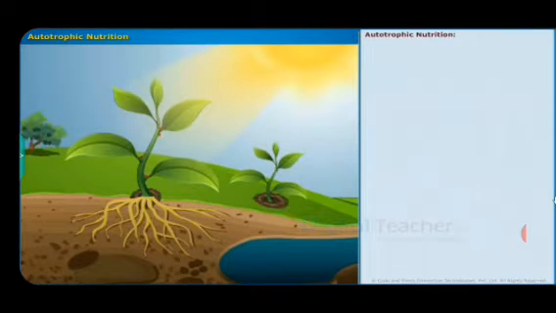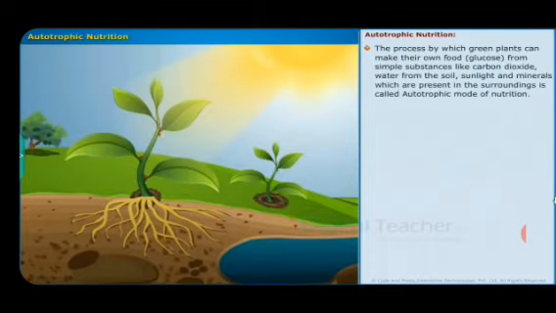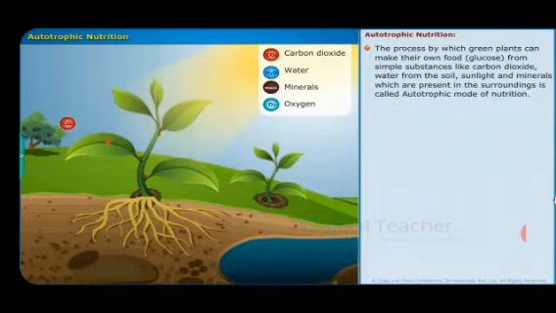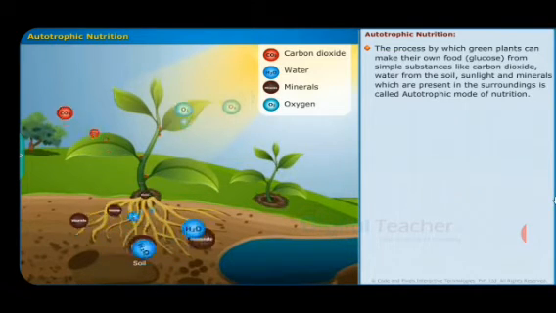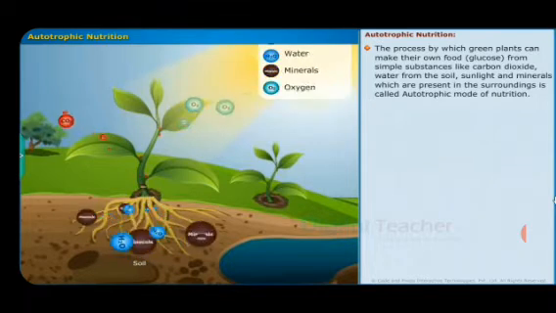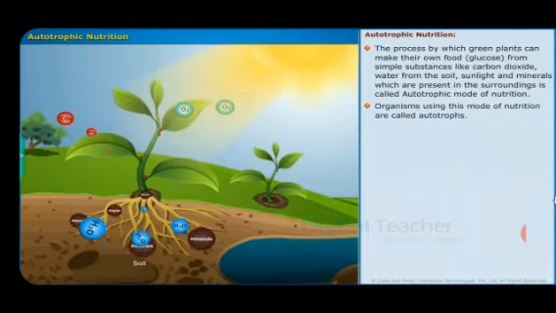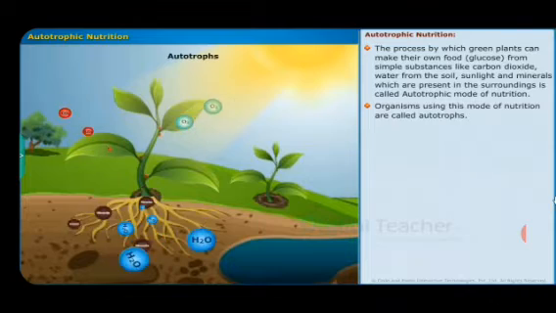To begin with, let us learn about the requirement of nutrition in plants. The process by which green plants can make their own food, glucose, from simple substances like carbon dioxide, water from the soil, sunlight and minerals which are present in the surroundings is called autotrophic mode of nutrition. Organisms using this mode of nutrition are called autotrophs.